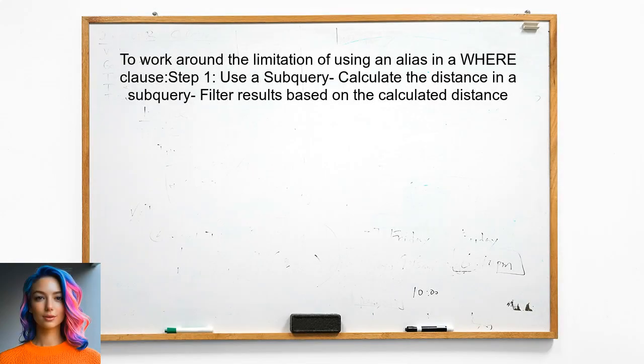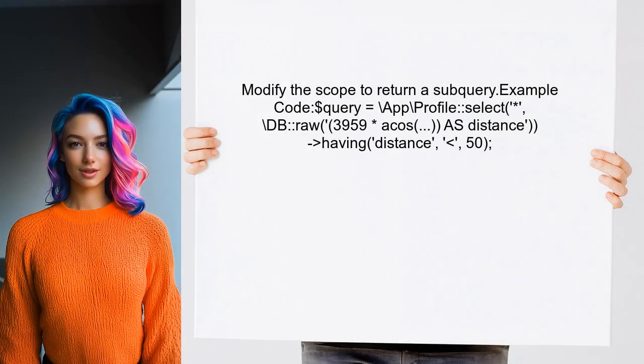To work around the limitation of using an alias in a where clause, the user can utilize a subquery. This allows the user to first calculate the distance and then filter the results based on that distance. The user can modify their scope to return a subquery instead. This involves wrapping the original query in a new query that can reference the calculated distance.